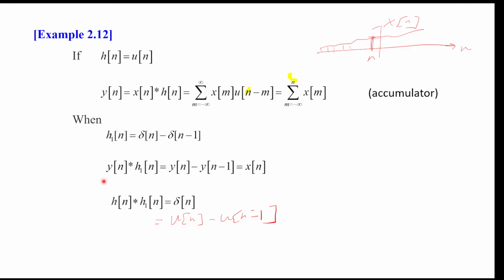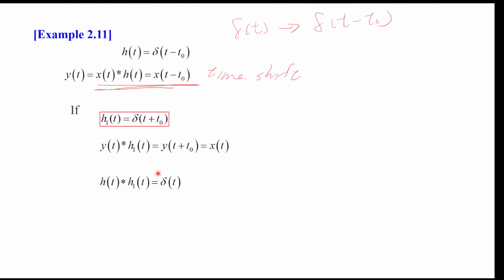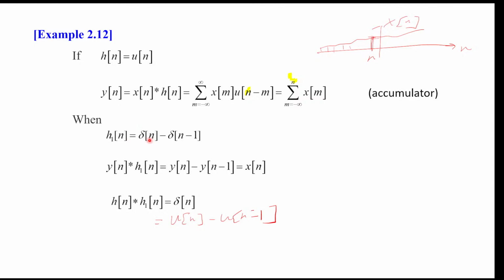Then we use that y of n convolved with delta of n gives back y of n, and y of n convolved with delta of n minus 1 equals y of n minus 1. This is just the property we just learned: convolving with the delta function gives you the same signal, and convolving with a time shifted delta gives you the same time shifted signal. So that's y of n minus y of n minus 1. Then you take a difference of this accumulation, and you see that you get back x of n.